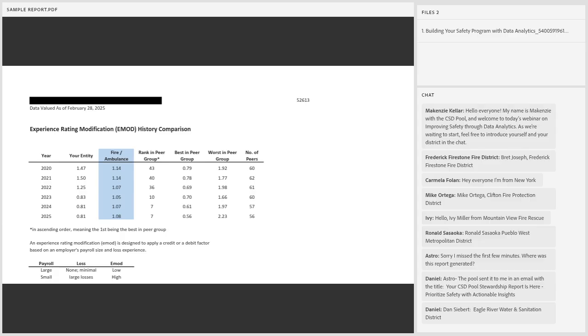If your EMOD is consistently below 1, congratulations. That reflects solid safety management. If it's consistently above 1, your report itself might help you pinpoint why. But if not, we're happy to take a deeper dive and work with you to figure out why.